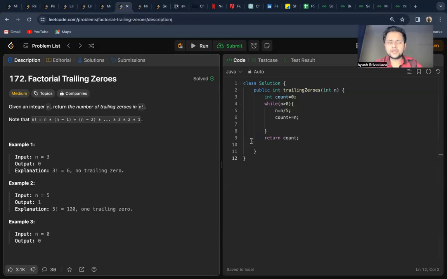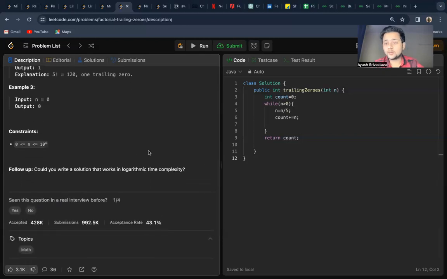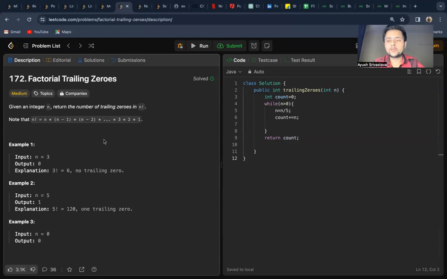It's quite an easy concept, but it was pure maths. That's why I think most people are not able to solve it. Look, the acceptance is only 43.1%. So that's why it's a medium level problem. So yeah, that was the whole solution. This is the most optimized and simple approach. I don't think there are any other approaches to solve this question, or maybe there can be, but this is, I think, the easiest approach.